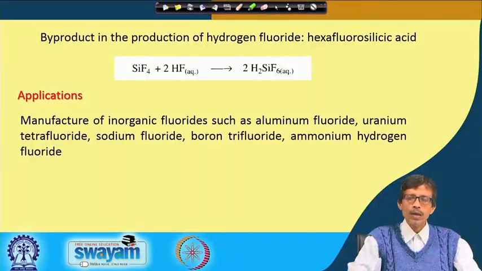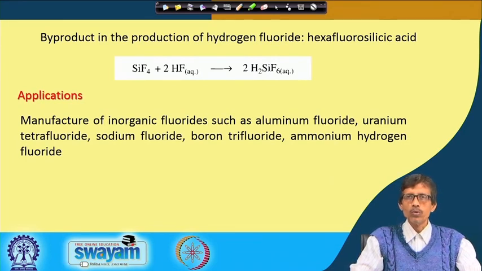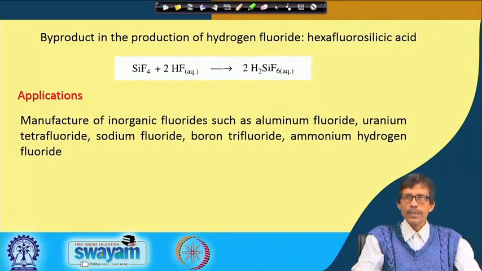Then uranium tetrafluoride UF4, sodium fluoride, and one very useful molecule which is used in all the research laboratories, in all organic chemistry laboratories, is boron trifluoride BF3. Then ammonium hydrogen fluoride, ammonium bifluoride, what we use in a typical analytical chemistry laboratory class, is also a typical masking agent, because it reacts very quickly with the iron present in it.